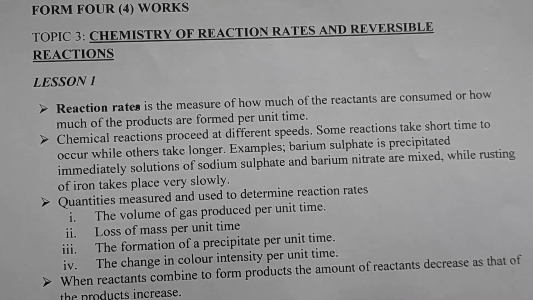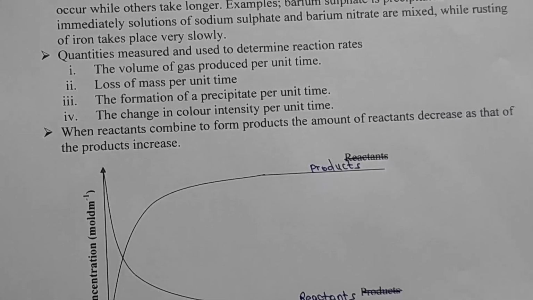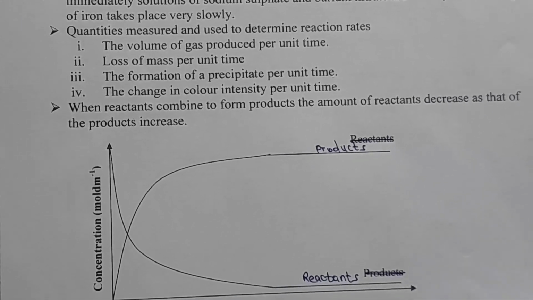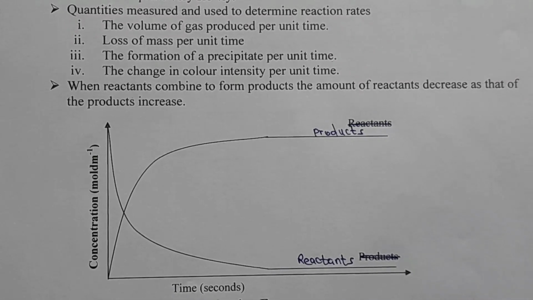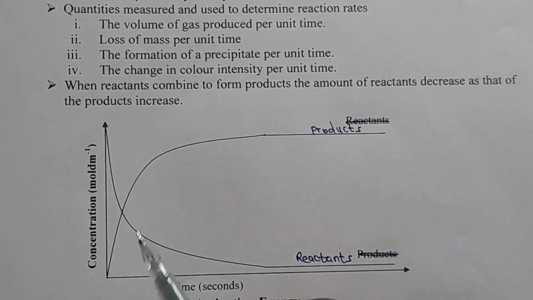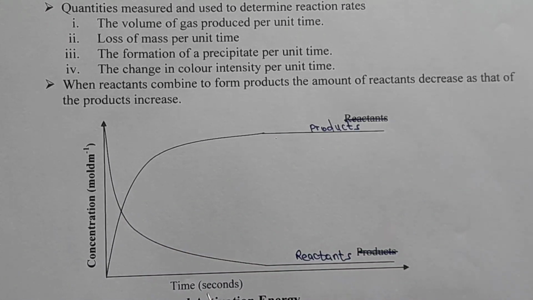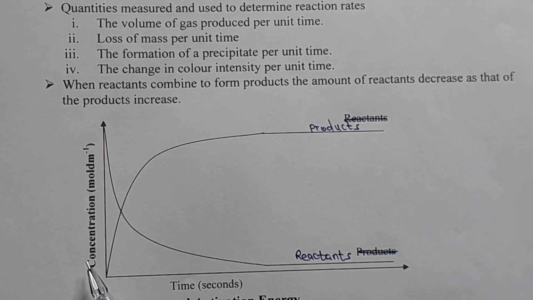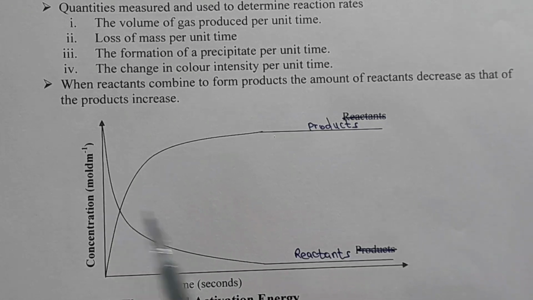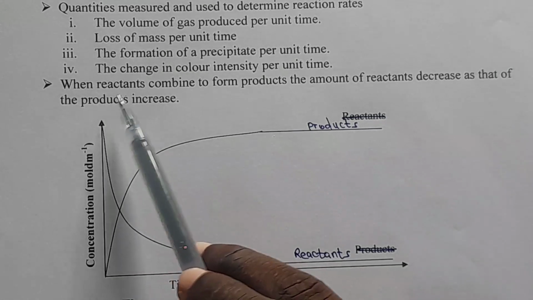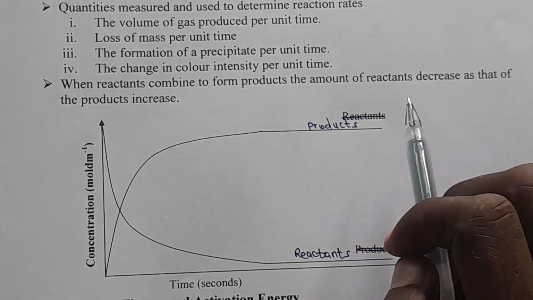Then next, we are told when reactants combine to form products, the amount of reactants decreases as that of the products increases. So we have a small curve here. Here we have a curve for products, and this is the curve for reactants. We have time on our x-axis, then we have concentration, which is measured in moles per decimeter cube, on our y-axis.